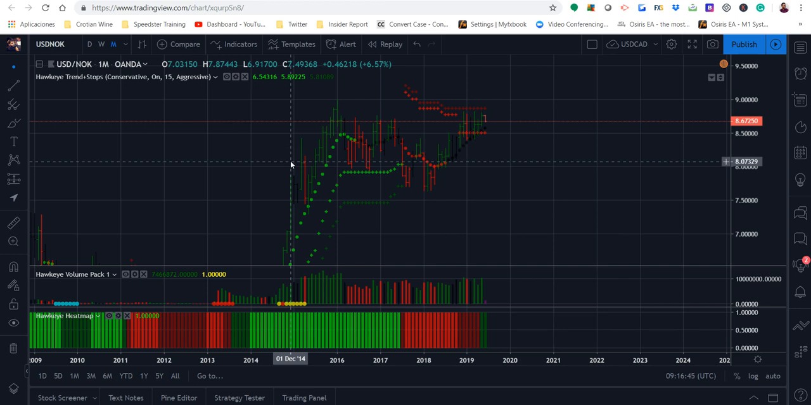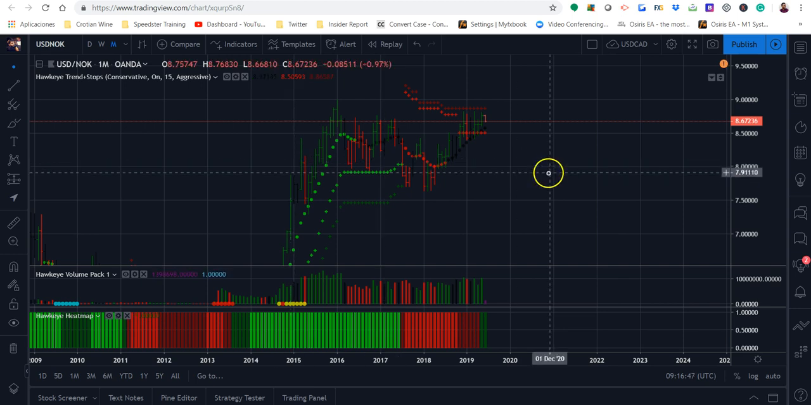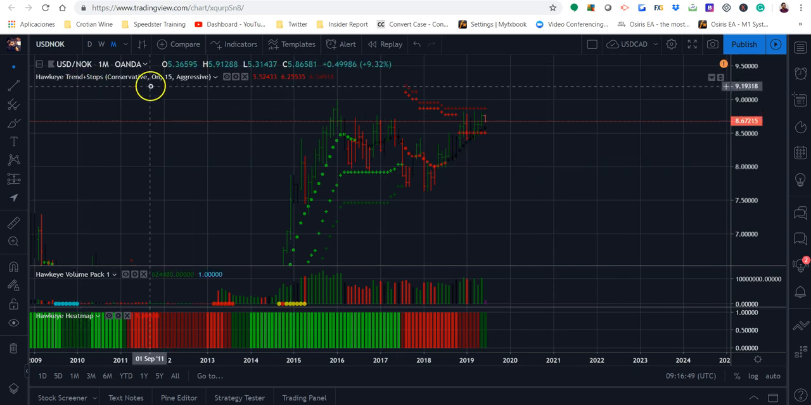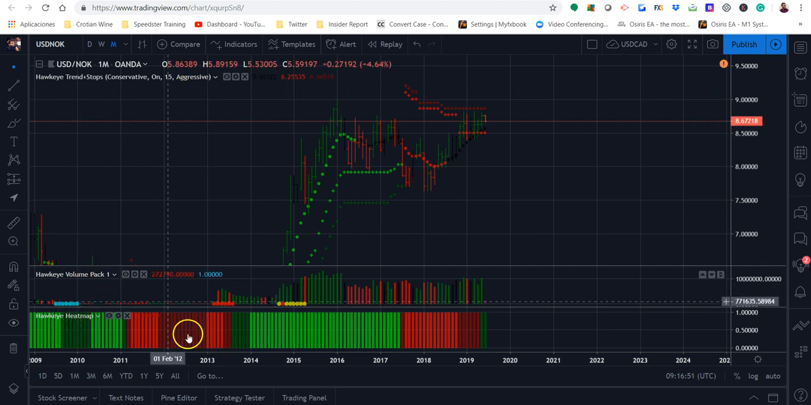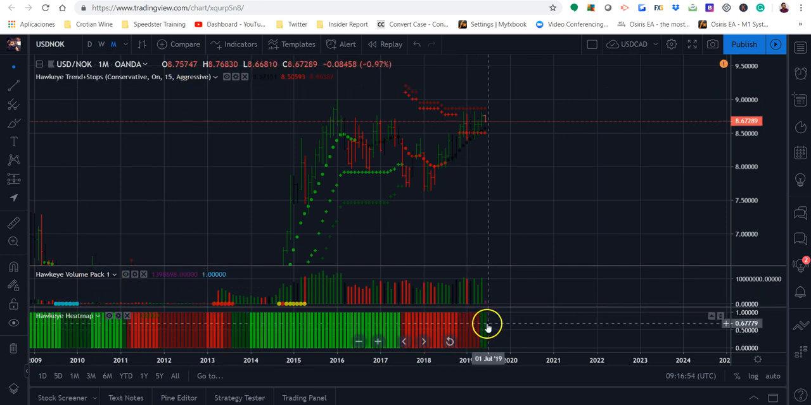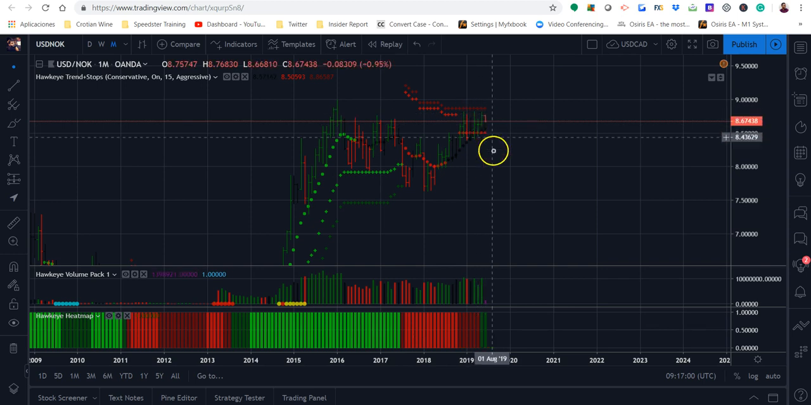That's the idea. Now, having this information, what we want to do is take a look at the Hawkeye Traders volume price analysis tool. I have my trend stops in aggressive mode. We have the volume pack and also the heat map. Heat map is still green. I suspect this will change soon, in at least the next 2 weeks, start going red, opening doors for a pullback retracement, 867 at the moment.